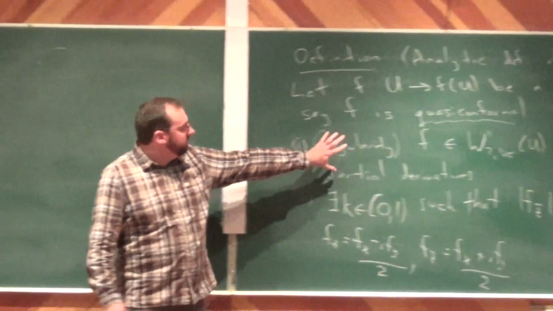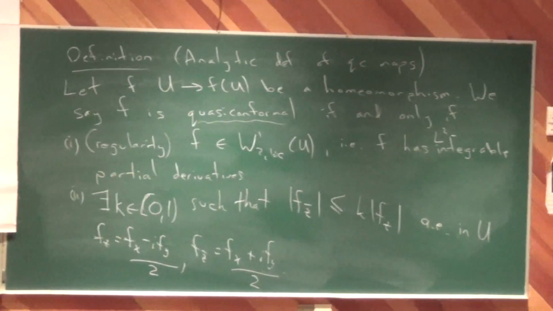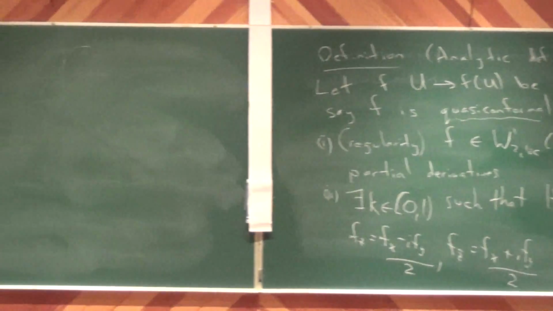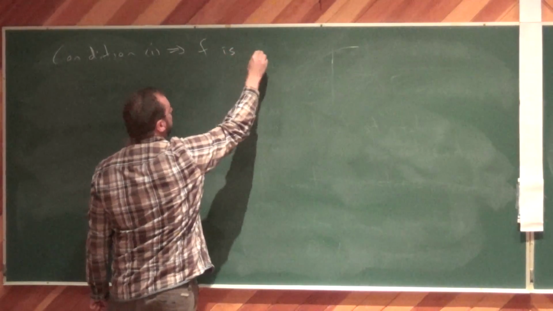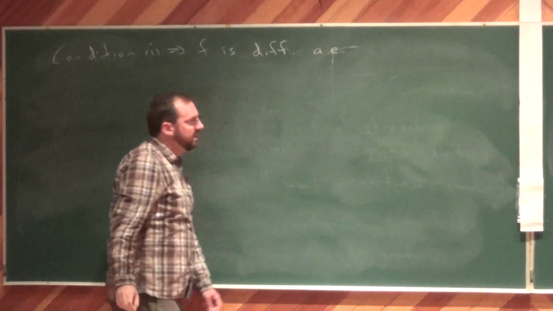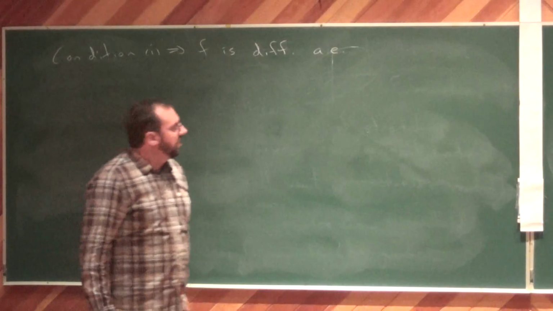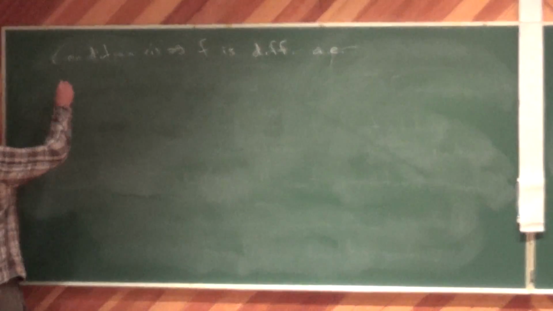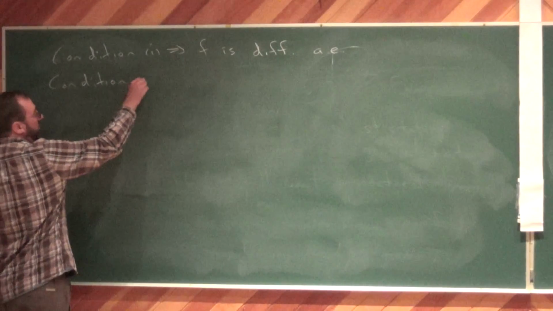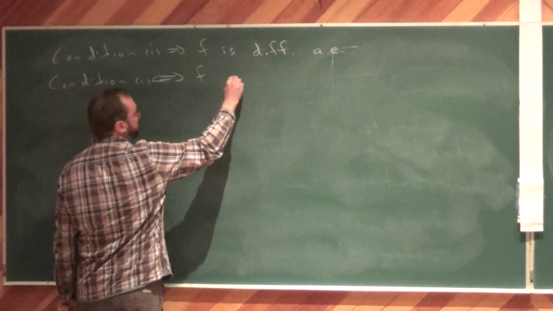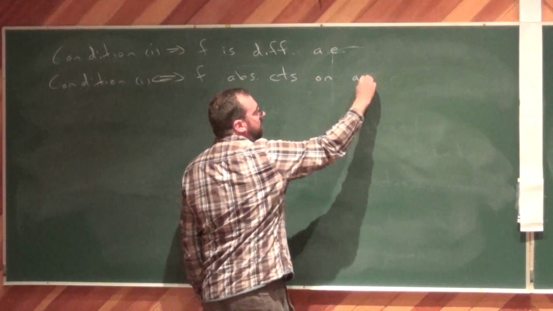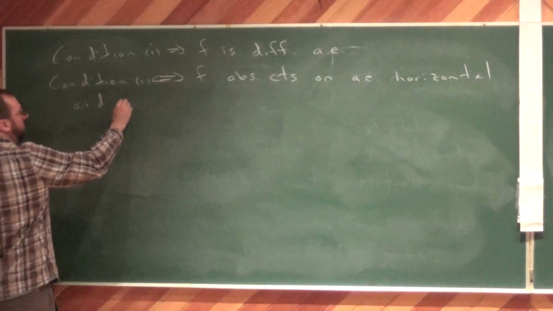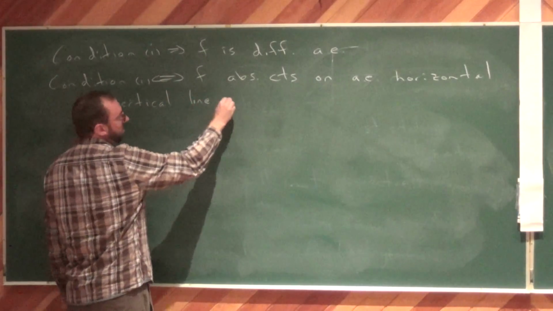Okay, so the regularity condition tells us that we have integrable partial derivatives almost everywhere. It doesn't, however, imply that F itself is differentiable. But condition 1 does imply that F is differentiable in the real sense almost everywhere. So it's nearly nice. We don't have to take this Sobolev space definition either. There are other equivalent regularity conditions we can take. Condition 1 is equivalent to F being absolutely continuous on almost every horizontal and vertical line in U.